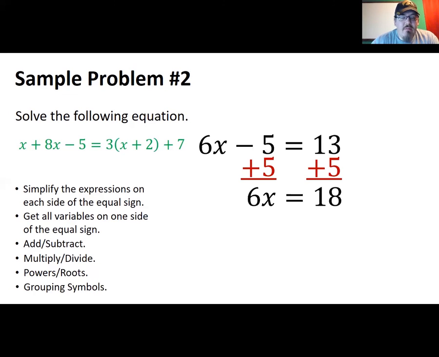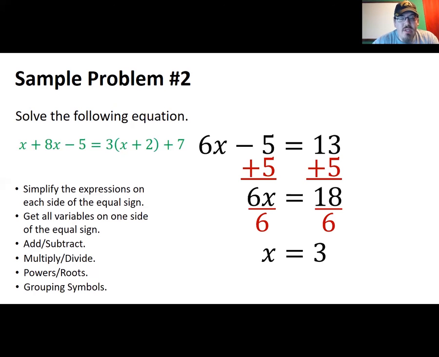Finally, I've got to get rid of multiplying by 6, so I'm going to divide both sides by 6. On the left, the 6's cancel out to 1, leaving us with just 1x or plain x. On the right, 18 divided by 6 is 3. So there's our solution, x equals 3.